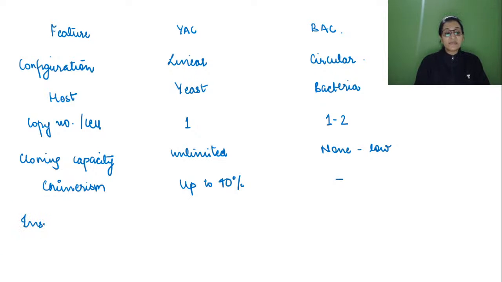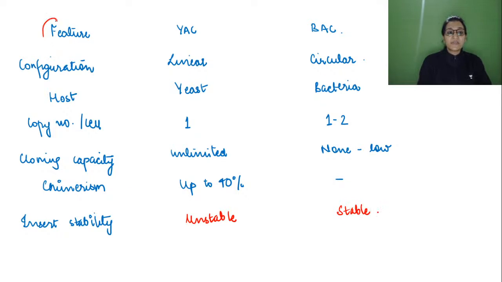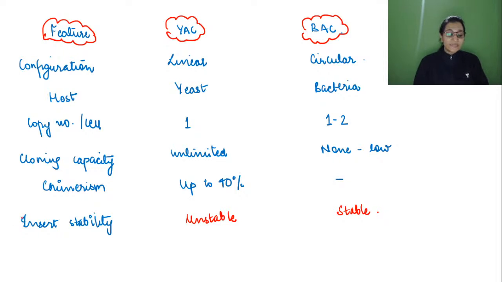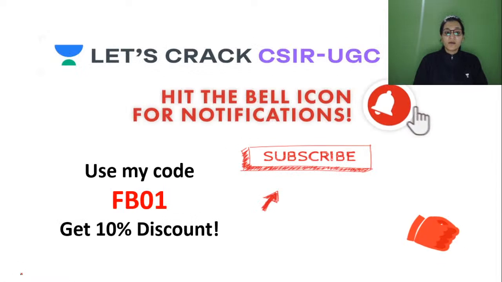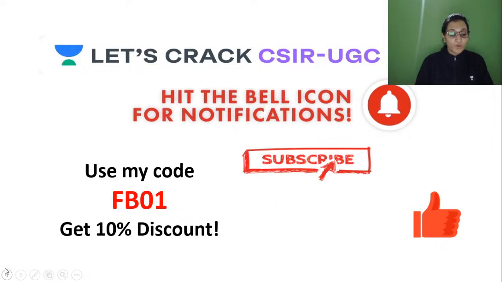Then what is the insert stability? Here the yeast artificial chromosome loses the championship. In yeast artificial chromosome, the insert has instability; its stability is quite less. And in bacterial artificial chromosome, the stability is quite high. So we have seen the comparative analysis of yeast artificial chromosome and bacterial artificial chromosome. Like this we have completed this topic in a well systematic manner, and I hope you have understood the things.